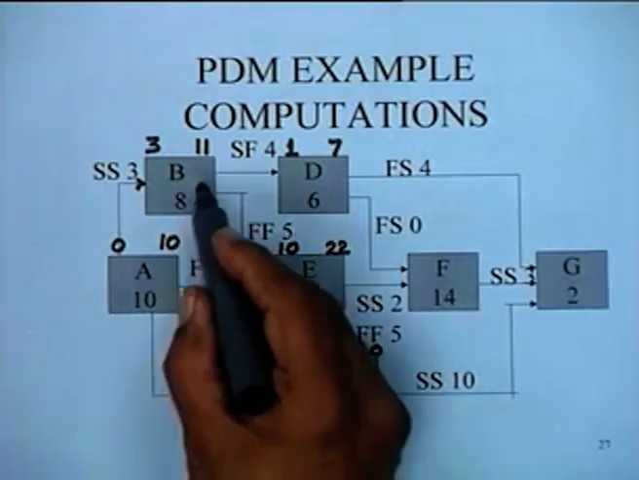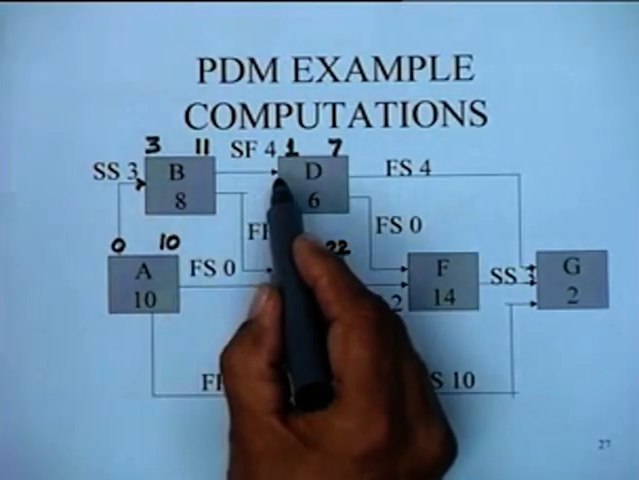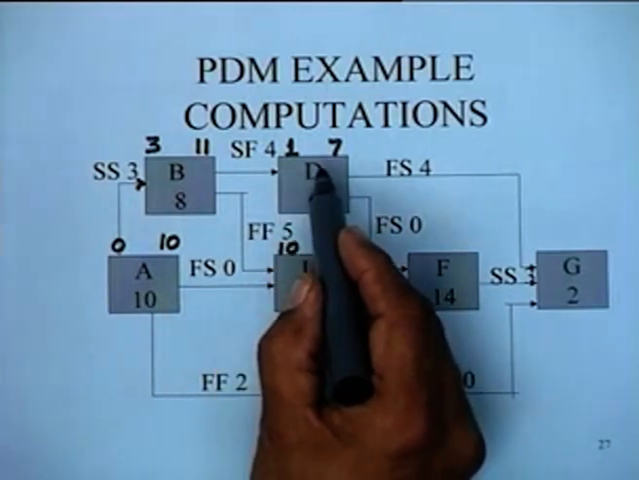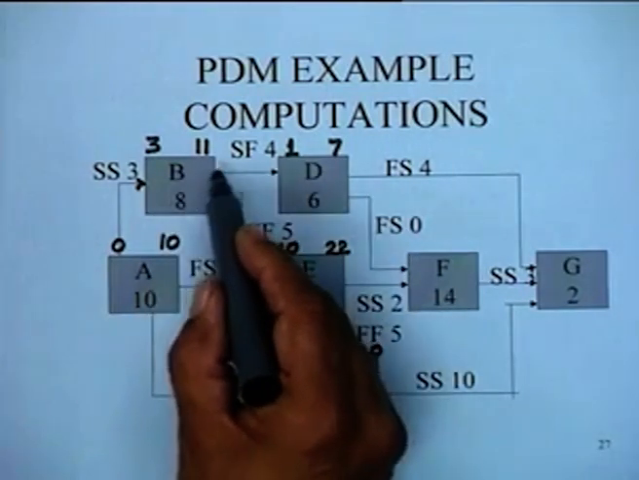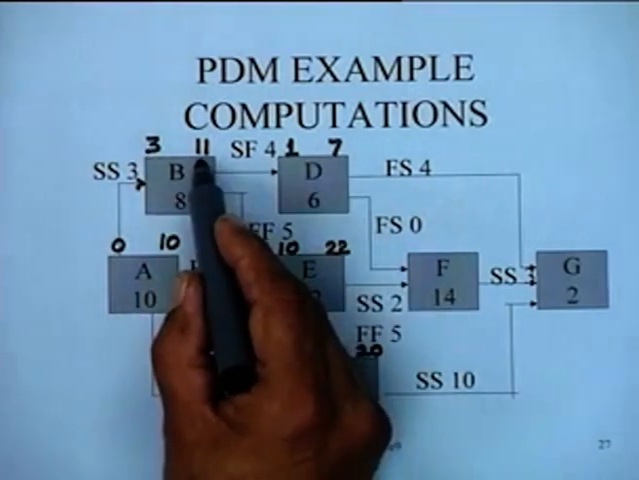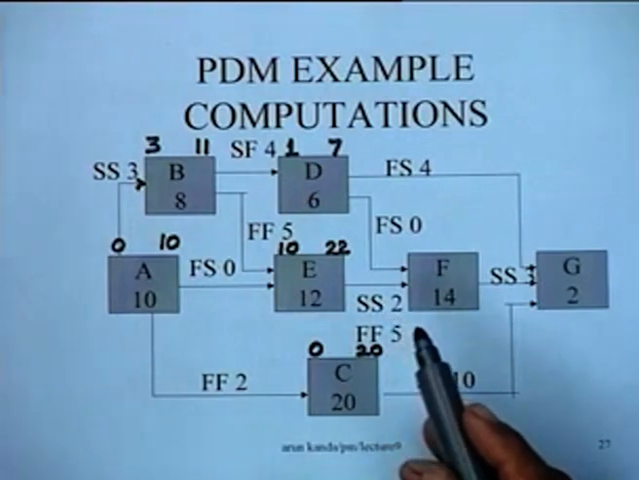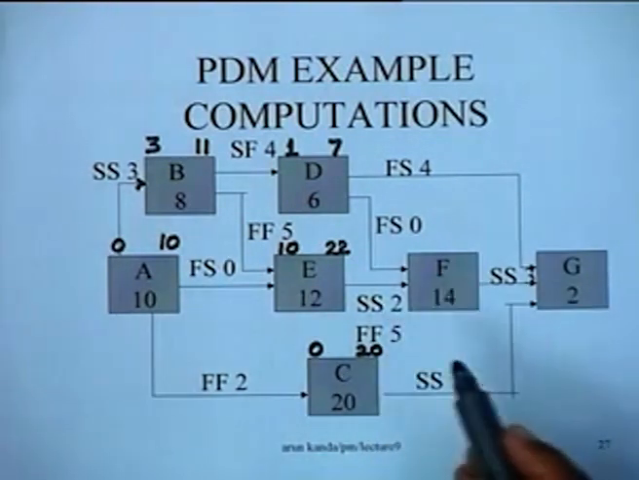Now you are noting something very interesting. This is an activity which is shown following this, and yet in terms of the schedule it will be in parallel and it will start earlier than this and will in fact finish earlier than this activity. So this is a feature of PDM networks. This can happen. Now let's take activity F.